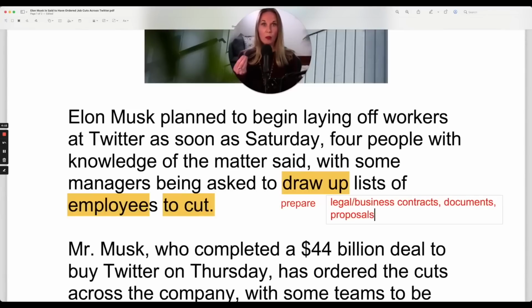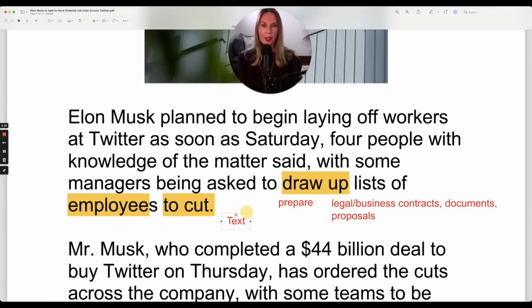proposals. So for example, if you are offered a job with a company, they're going to have a contract between you and the company, and that is a legal contract or a business contract. Now, they're going to draw up the contract, which simply means prepare. And if you are starting a new project and you have this proposal, you can draw up the proposal, which just means prepare. So we use this phrasal verb in this specific context. And remember, it simply means prepare.